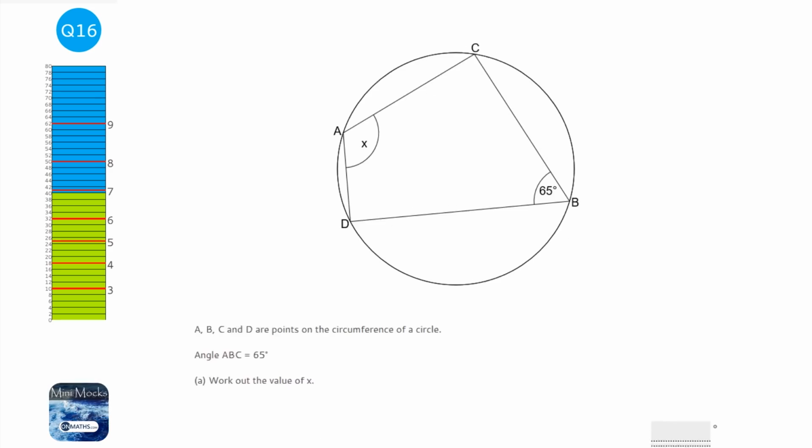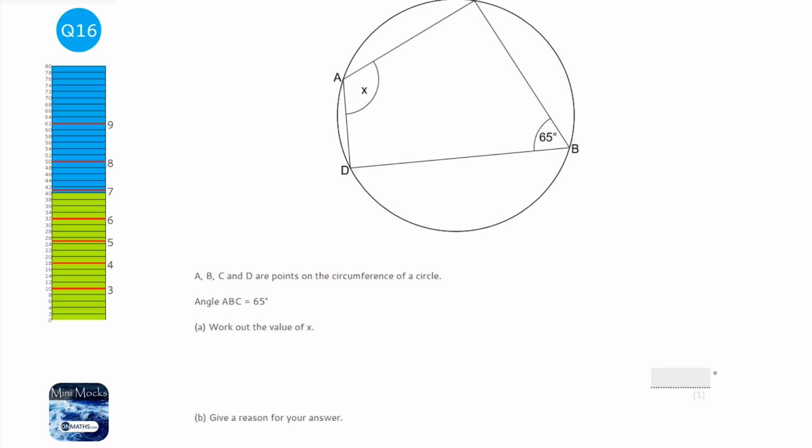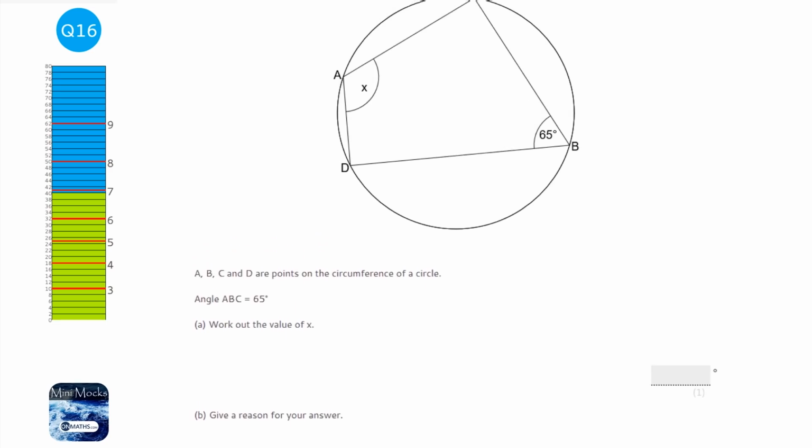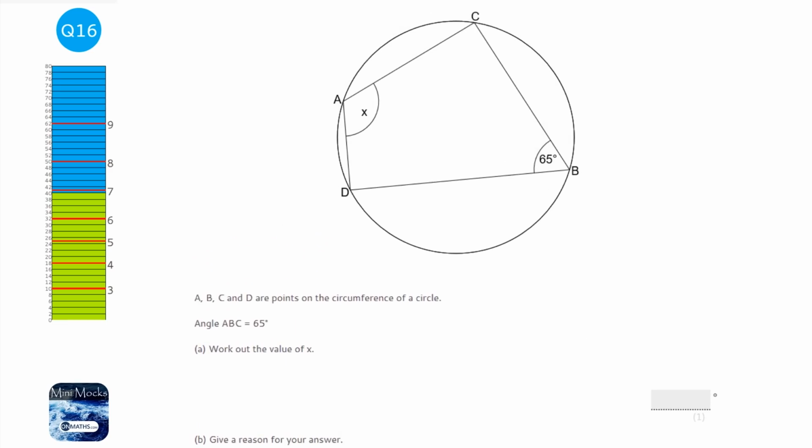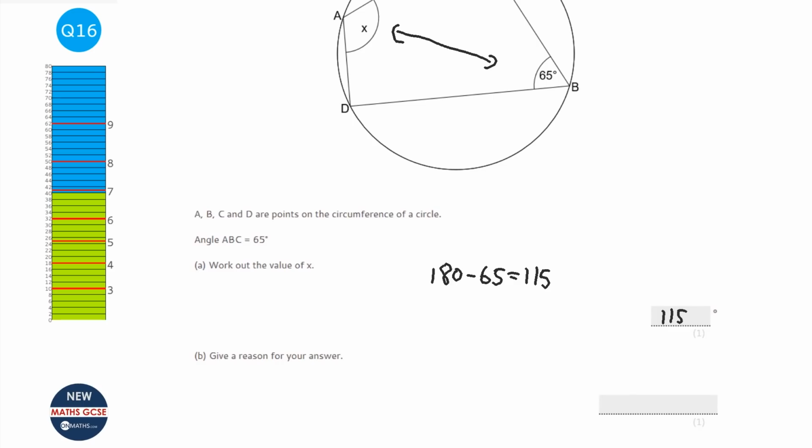Okay, this is a basic circle theorem question. And the only thing we need to know is which circle theorem this is, where it's a quadrilateral with each of the points on the circle, so it's a cyclic quadrilateral, and the circle theorem says that opposite angles in a cyclic quadrilateral add up to 180 degrees. So we just do 180 minus 65, which equals, I think, 115 degrees, so it'd be 115, and the response that they need is simply opposite angles in a cyclic quadrilateral.